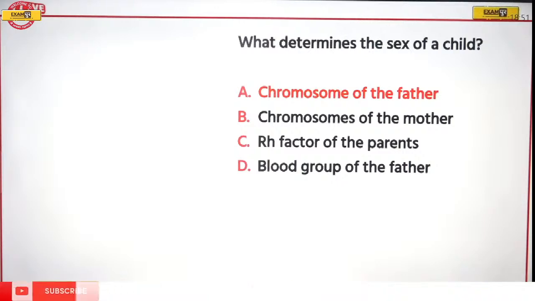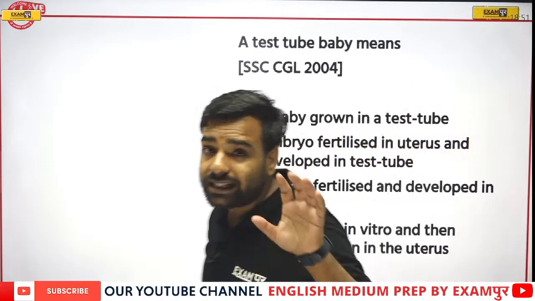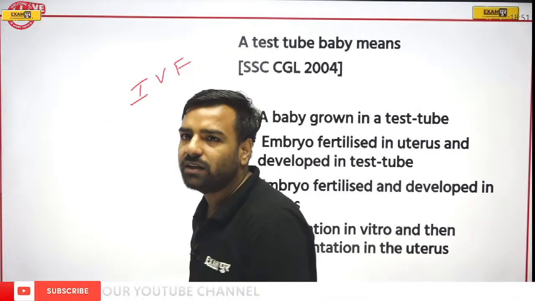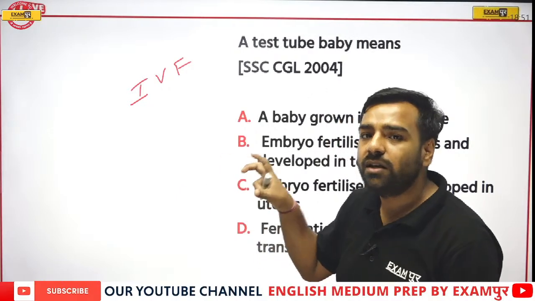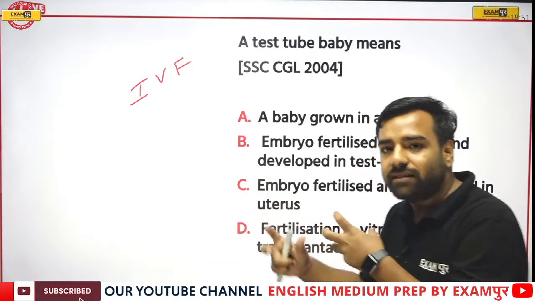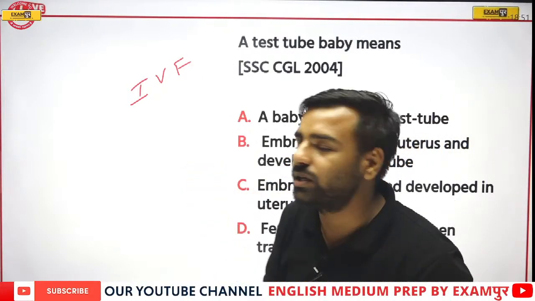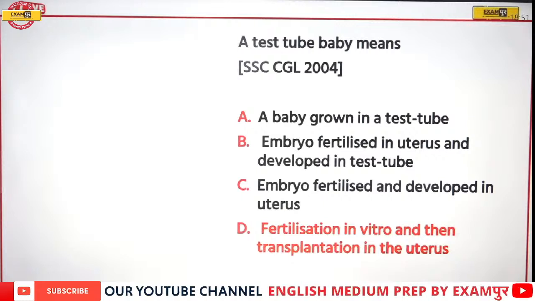Now, moving forward to the next question, a test tube baby means what? If I talk about a test tube baby, we are talking about IVF. What is IVF? In vitro fertilization. In this in vitro fertilization, we are actually starting development first, and then the baby is transferred to the uterus. So here, the embryo is fertilized first, and it is developed in the uterus. So option number C is going to be your correct answer.